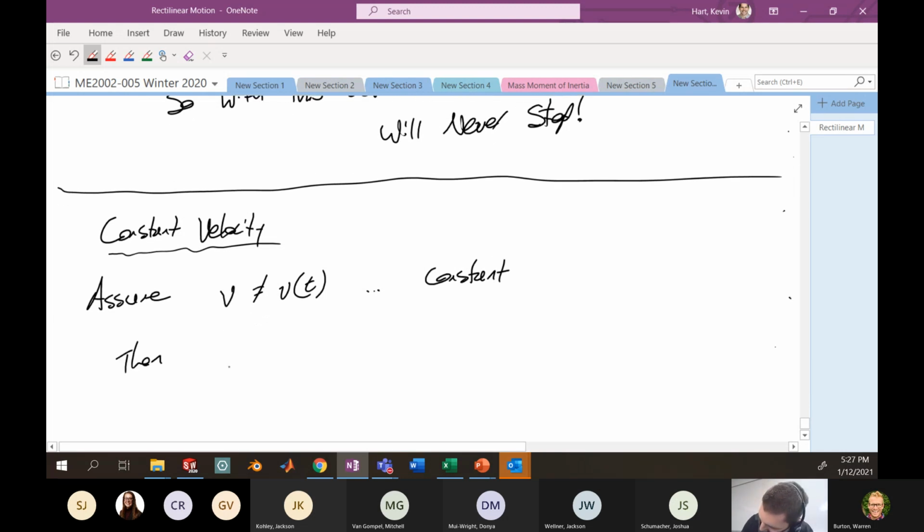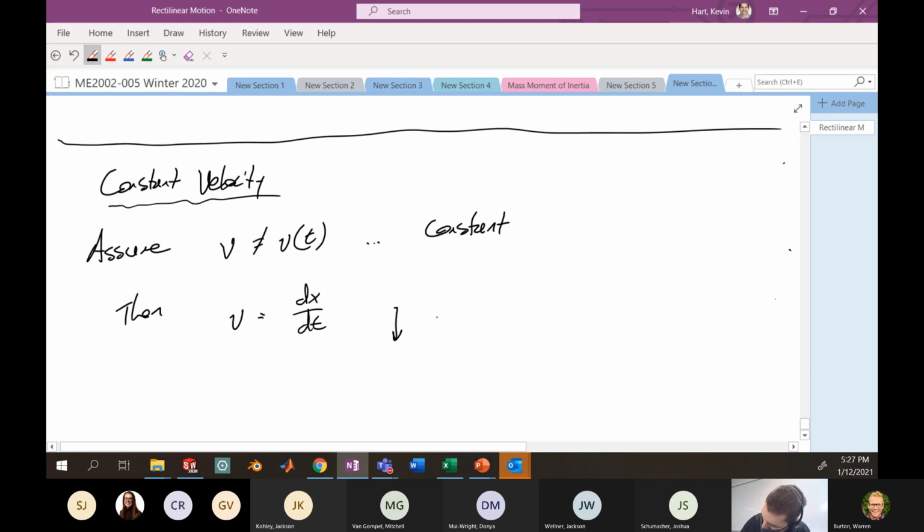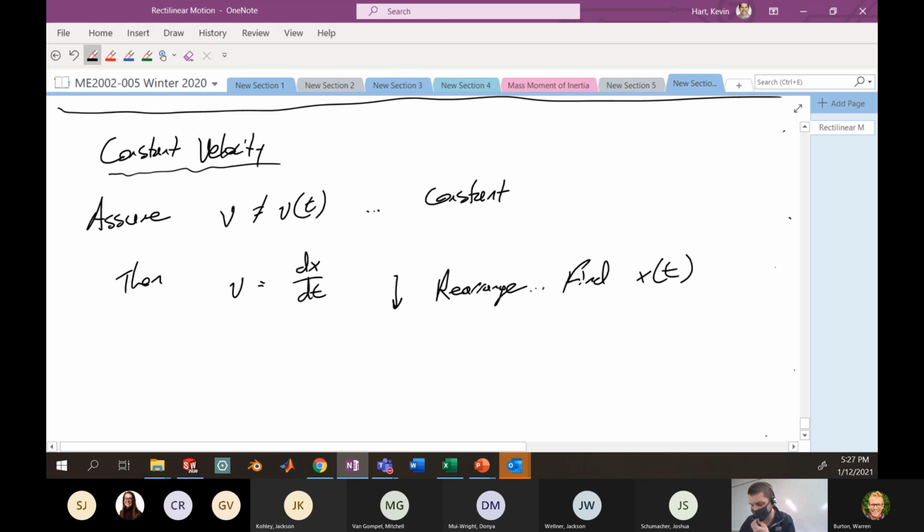Then we know our definition of velocity generally is dx/dt. So rearrange to find x as a function of t. Usually that's what you're after, determining the position as a function of time. So you'd have something like dx equals v dt.